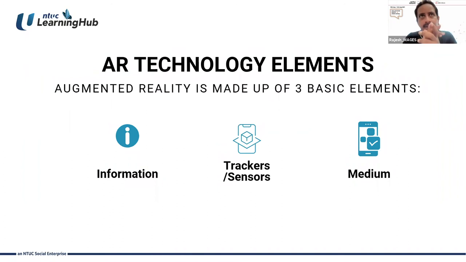So when you start talking about augmented reality, there are three basic elements that we should know as fundamentals. I'm just going back to fundamentals. First is information. Second is trackers or sensors. Third is medium. I've put it in a very easy way to understand: information, trackers, and the medium. These are the three things.